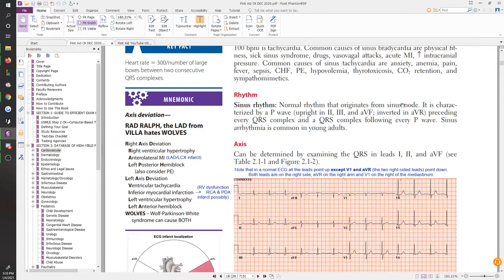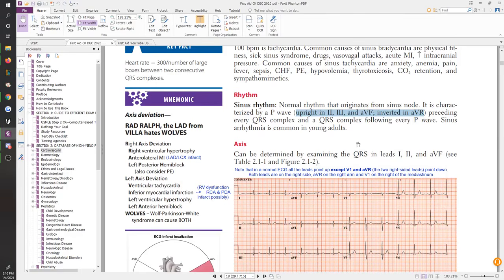Normal rhythm that originates from the sinus node is what you're looking for. It is characterized by a P wave, which is going to be upright in II, III, and aVF, and inverted in aVR, right? So we're going to memorize these things and learn them over time. If you're just getting started, then it's okay. You might not have known this when you were reading this, but now you will, and I'm going to talk to you about that more soon. So a P wave preceding every QRS complex, and a QRS complex following every P wave, right? So there should never be a P wave without a QRS complex after it.